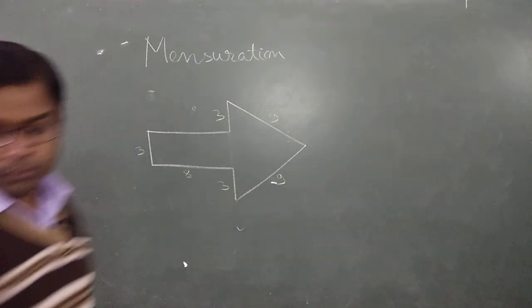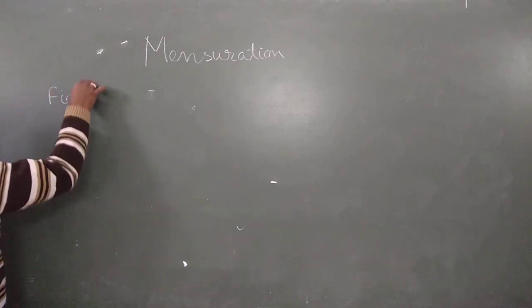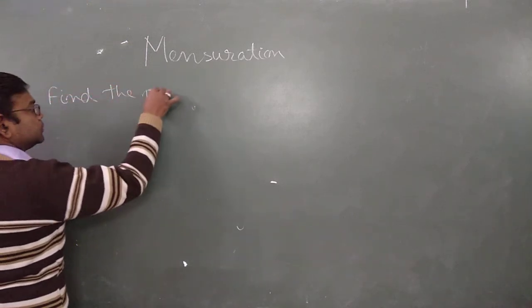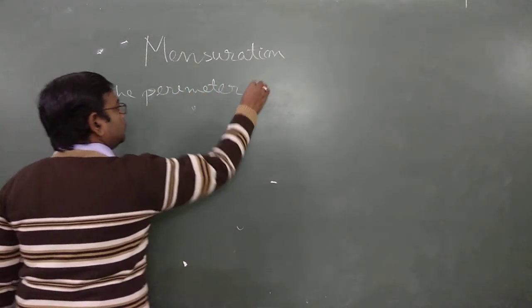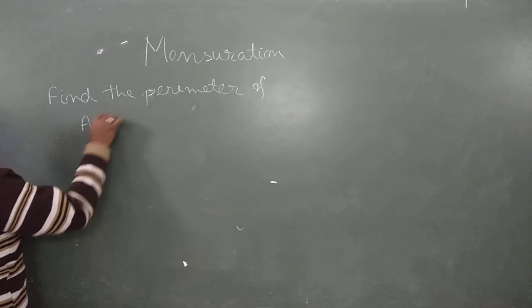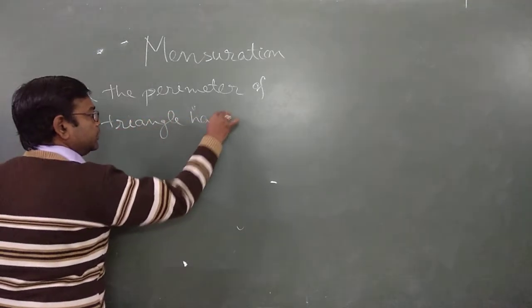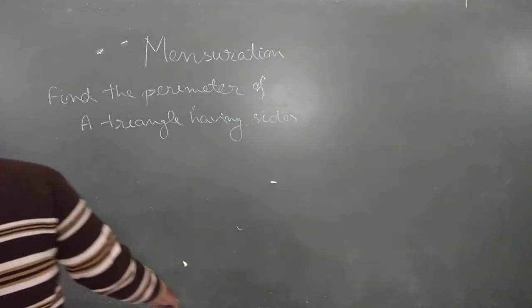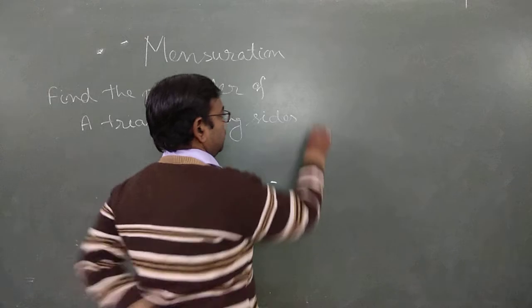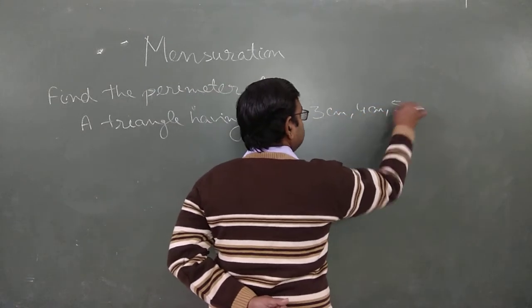Let's discuss some more problems. This question says find the perimeter of a triangle having sides 3 centimeter, 4 centimeter, 5 centimeter.